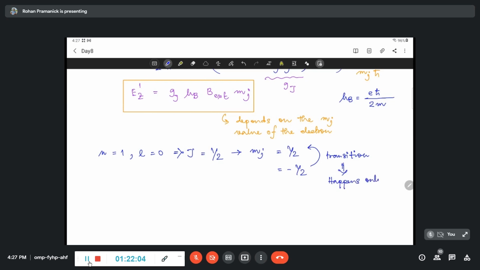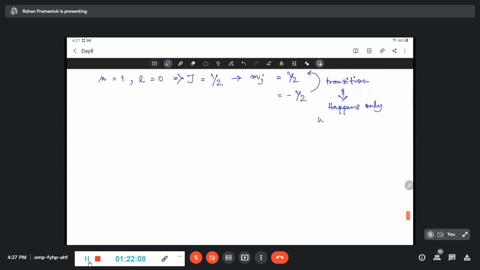So this transition happens only when you apply an external magnetic field. Otherwise these levels are degenerate.